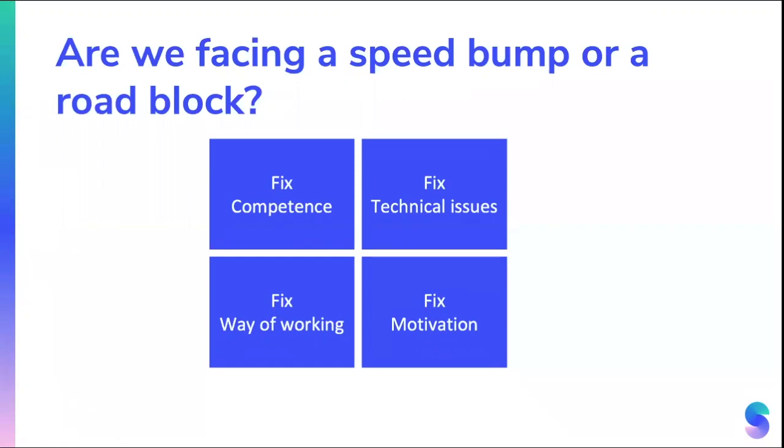You can have technical issues, which is more about integrations, data, that type of thing. You can have way of working issues, which is basically they don't know how to do things, or how this can fit their way of working. And you can have motivational issues where they don't see the value of working with your tool. Very different actions depending on which box these speed bumps or roadblocks fall in. But you have to have a plan for them, and you have to set up specific actions on these.